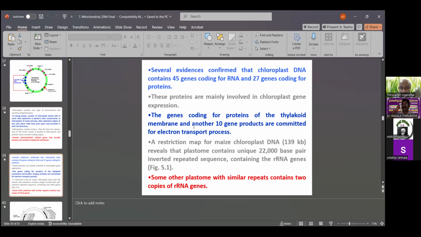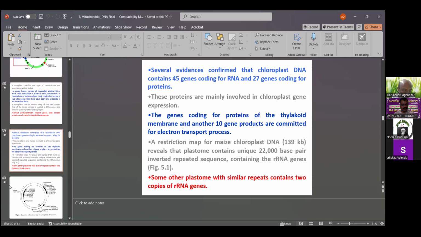The genes coding for proteins of the thylakoid membranes, and another 10 gene products, are committed to the electron transport process. A restriction map of the 139 kilobase maize chloroplast DNA revealed that it contains a unique 22,000 base pair inverted repeat sequence containing the rRNA genes. That is also one of its characteristics. Next figure.